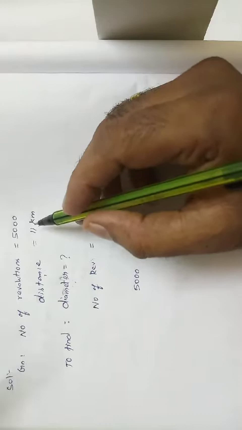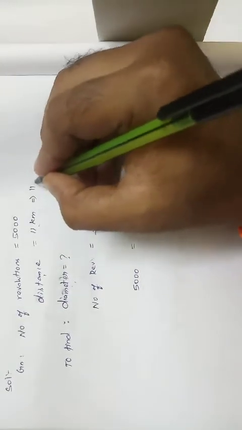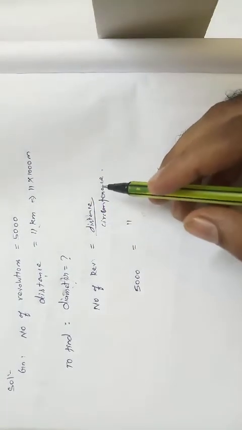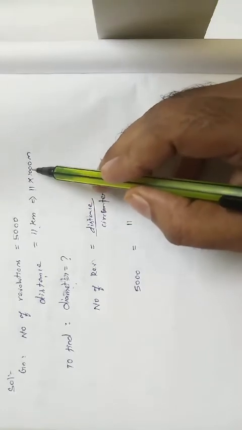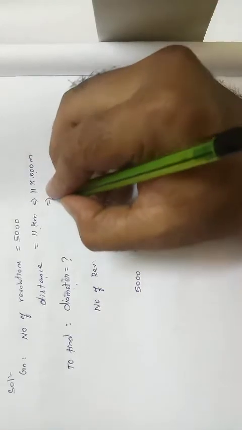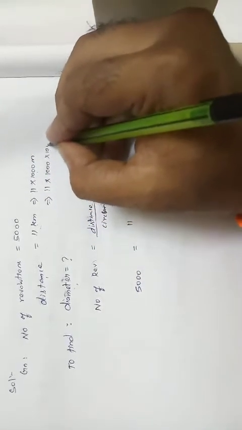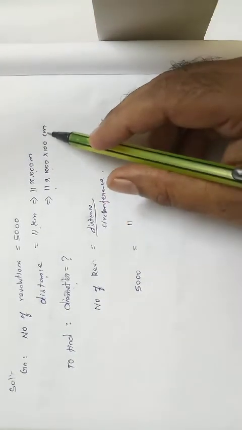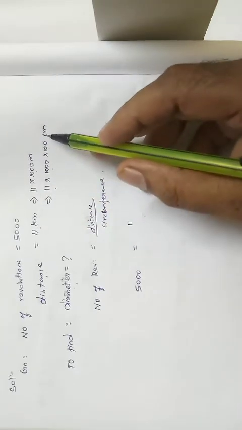So first, converting kilometer to meter, just multiply by 1000. Then it will become 11 into 1000 meter. 11 kilometers is nothing but 11 into 1000 meter. Next I'm going to convert meter to centimeter, so multiplying once again by 100. It will become 11 into 1000 into 100 centimeter. So now I have converted kilometers to centimeters.